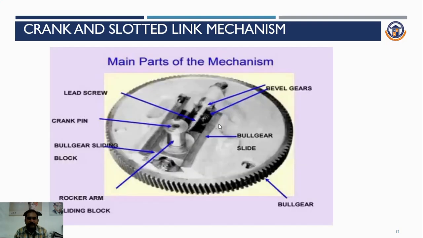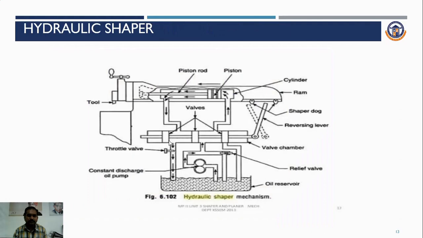The main parts of the mechanism: we have the lead screw, the crank pin at the center, the bull gear, sliding block, rocker, ram, and slider. It will be sliding. The crank and slot mechanism will convert the rotary motion into linear motion.